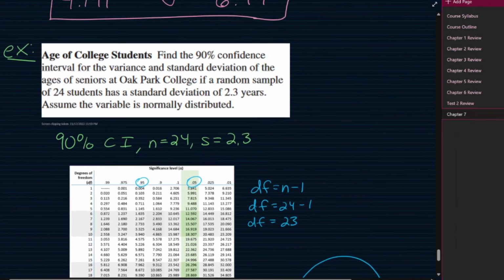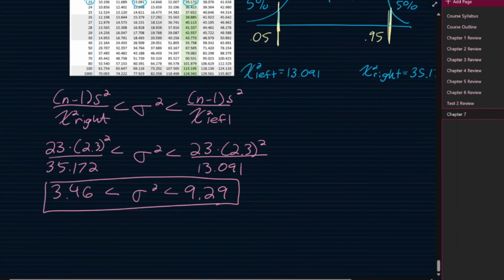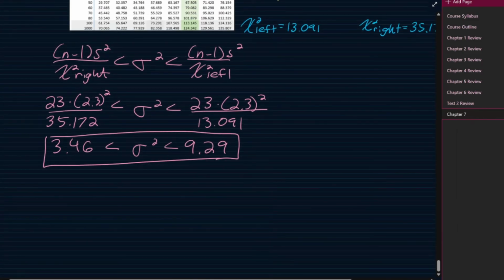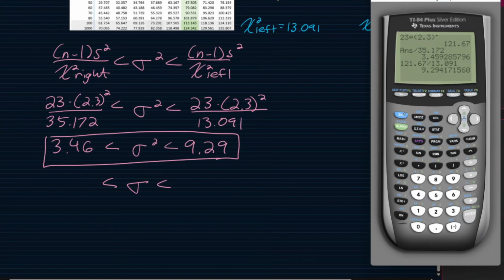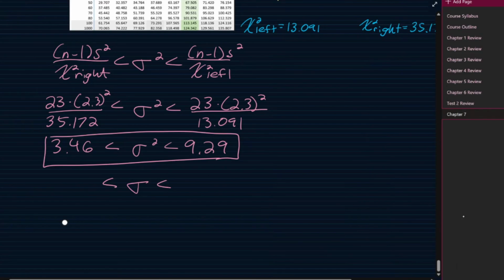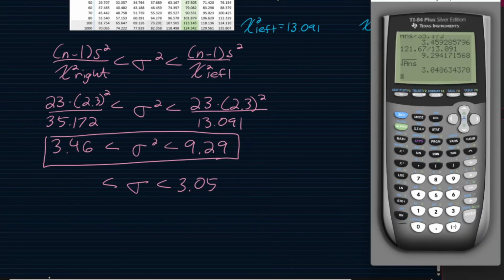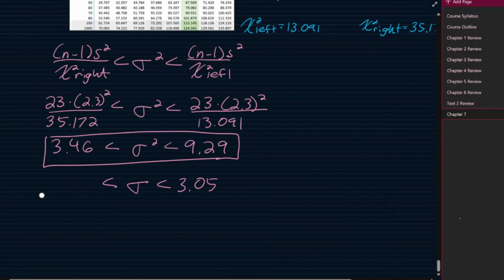And it's also asking for a standard deviation, which of course is just the square root of each of these. Right, sigma is the standard deviation. So let me square root this answer. It's 3.05. The other one, square root of 3.459285796 is approximately 1.86. And so that would be the confidence interval for our standard deviation.